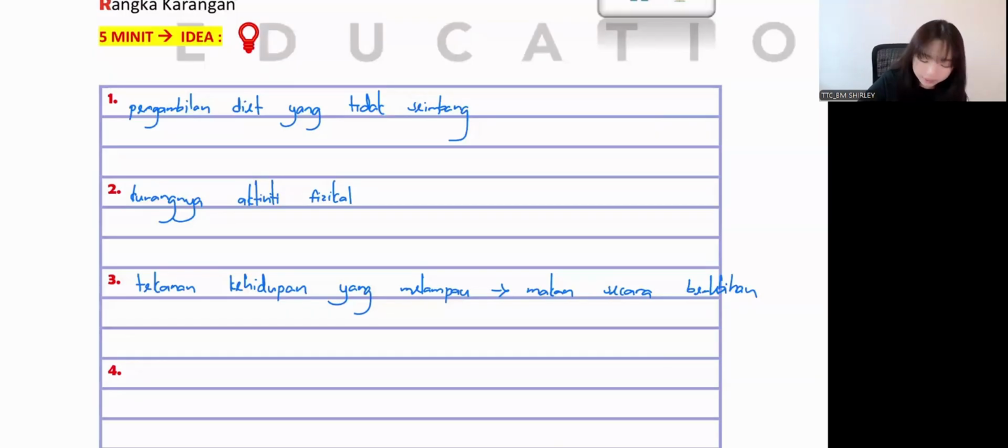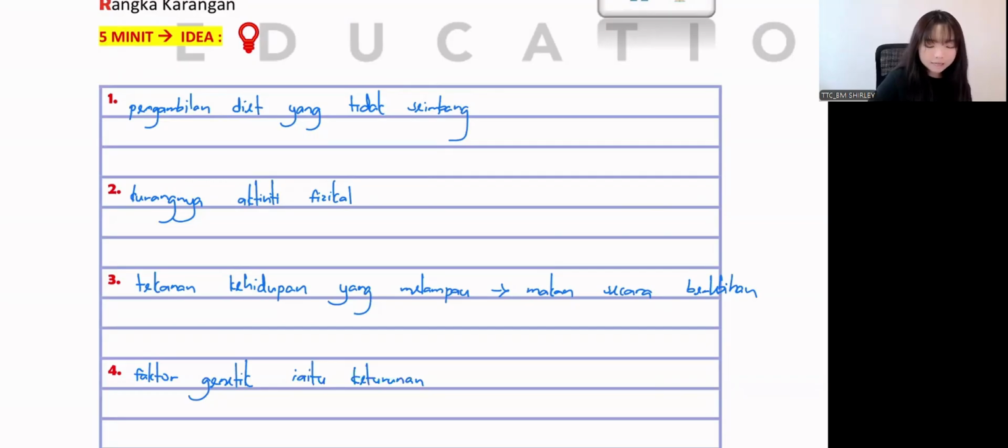Okay, so it can be because of the factor genetic, yaitu keturunan. Okay, so this is a gene thingy, yeah.